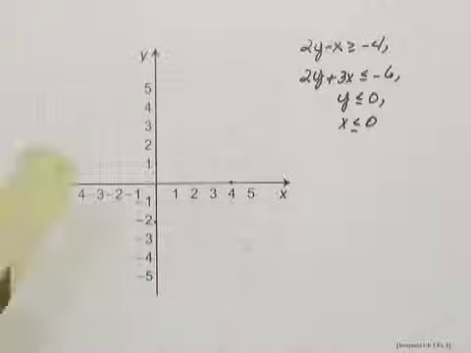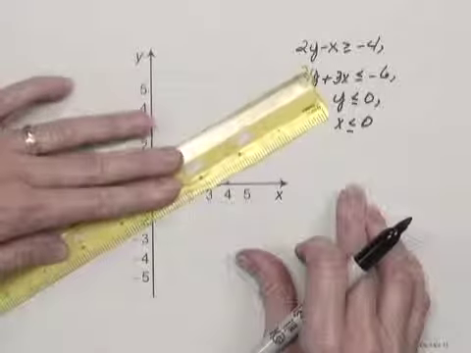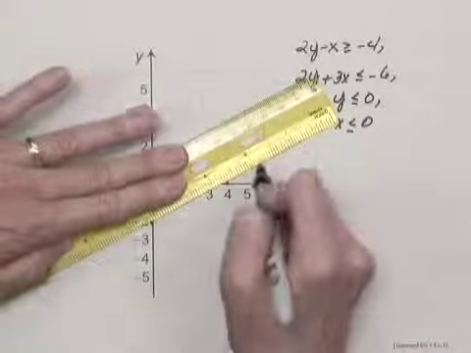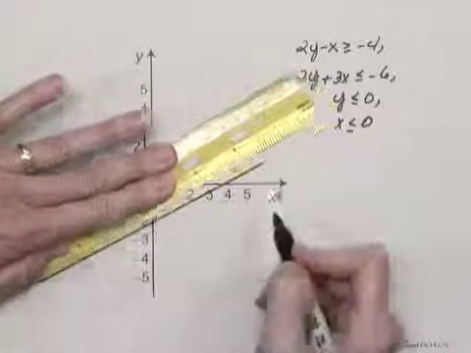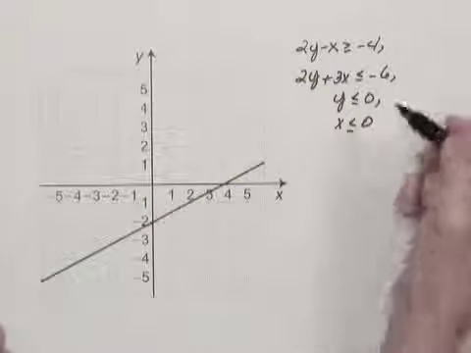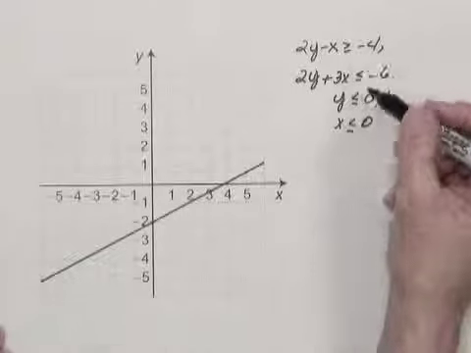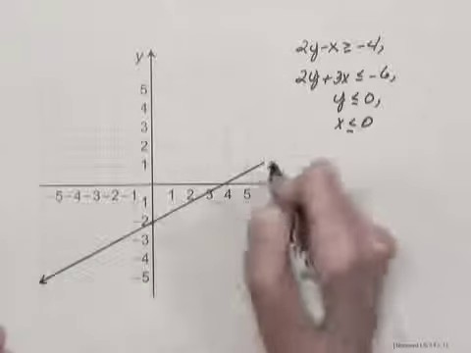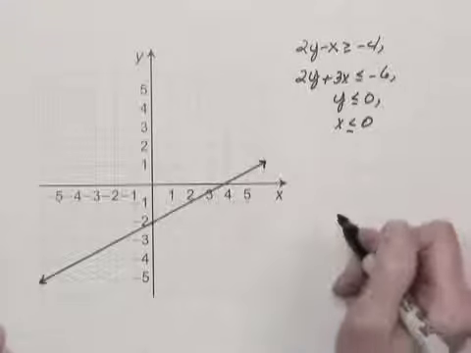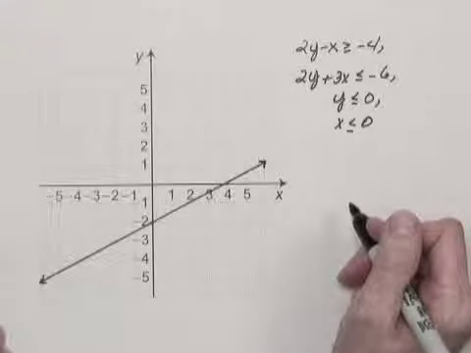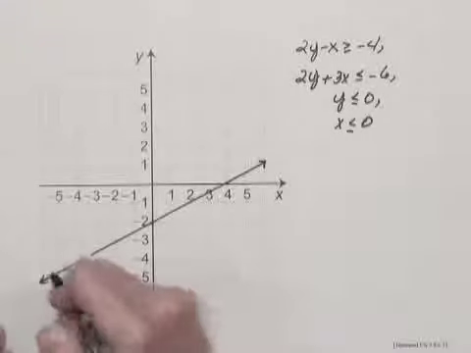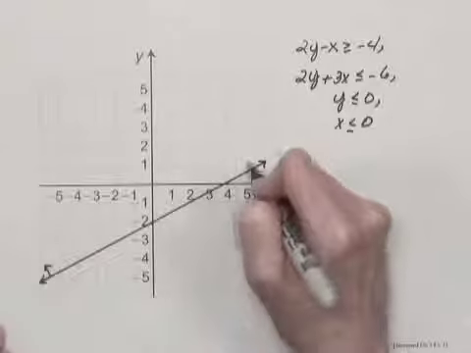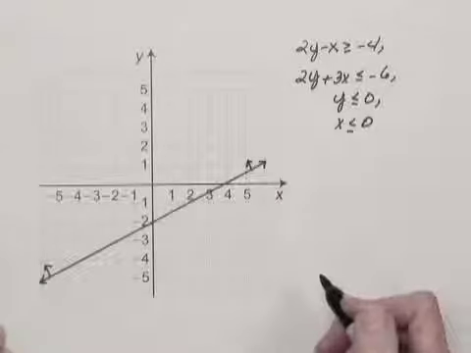I'm going to draw all of these graphs with solid lines because the lines themselves are part of all of these inequalities, because all of the inequality symbols are either greater than or equal to or less than or equal to. And if I would test a point to see which half plane to shade for this inequality, I would find that it's the half plane above the line here.